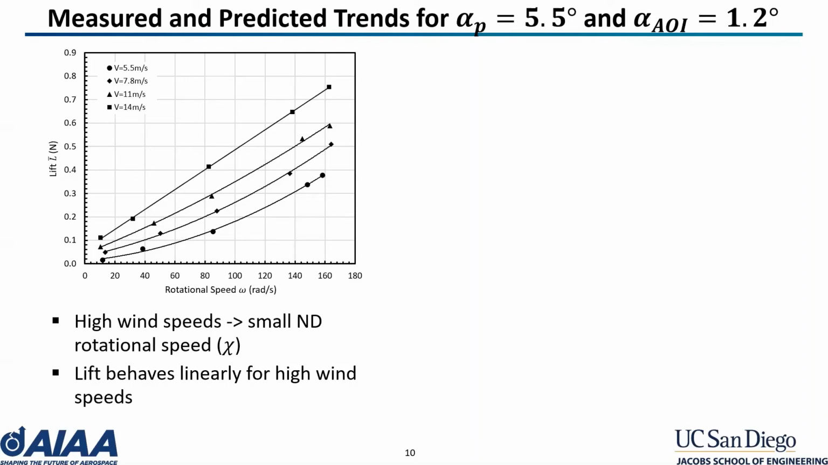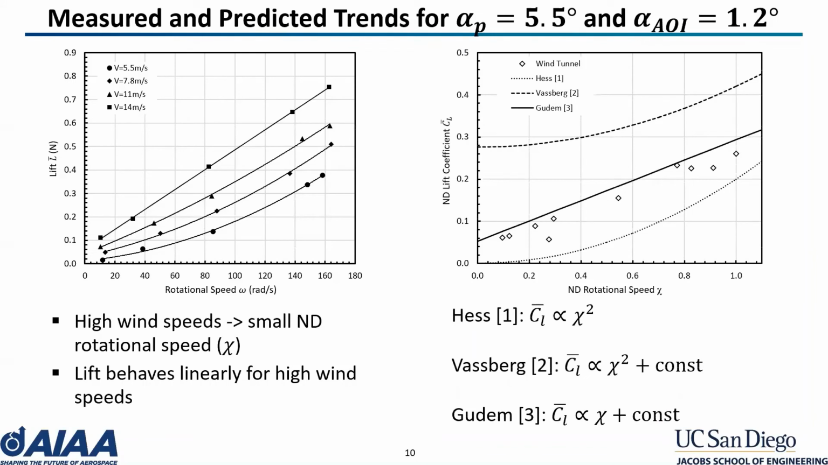For high translational speeds, the lift is linear in the rotational speed, and so we expect the non-dimensional lift coefficient to be linear in chi. The graph of the non-dimensional lift coefficient precisely indicates this. The trend seems to follow Gudim's linear prediction quite well. Vastberg's trend overpredicts the y-intercept, and Hess's quadratic prediction does not match the data.